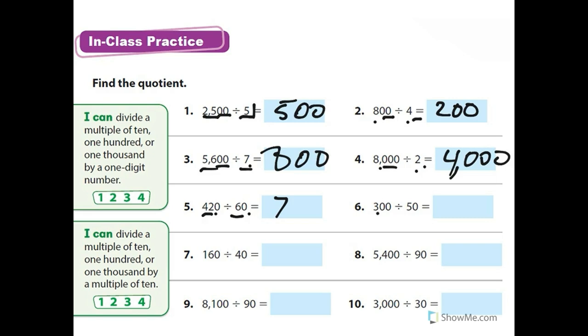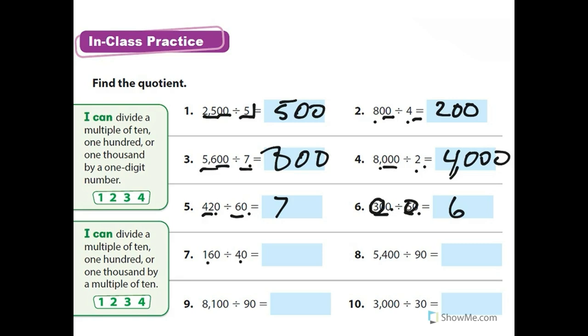Now, some of you are like, I can't do 3 divided by 5. Yes, but you can do 30 divided by 5. 30 divided by 5 is 6. Now look, I'm using 30 and 5. So it's 1 zero minus 1 zero, no zeros. All right? Keep that in mind as you do the next two. All right? 7 and 8, do on your own, and then we'll go over it.